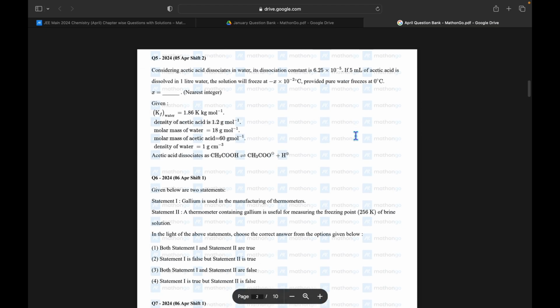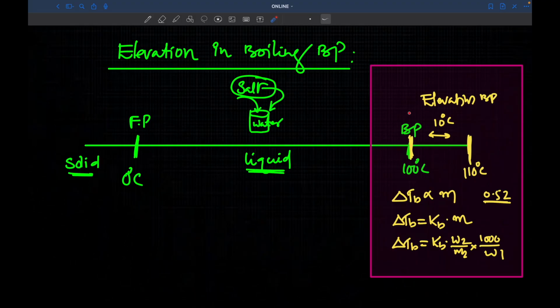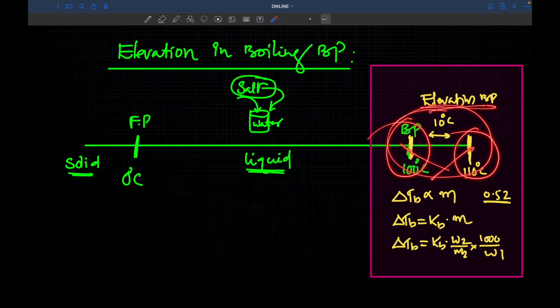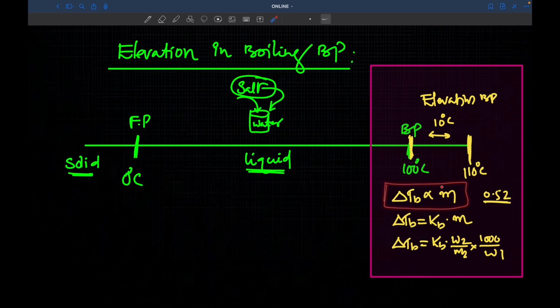In yesterday's case, when a non-volatile solute is added to pure solvent, the boiling point of the solvent increases. The difference between the boiling point of the solution and the boiling point of the pure solvent is known as elevation in boiling point, which is directly proportional to the molality of solute. If you add more quantity, delta TB further increases. If you put more moles of solute, it increases further. That's why we can say it is directly proportional. So, these are two different formulas. That's what we have seen yesterday.